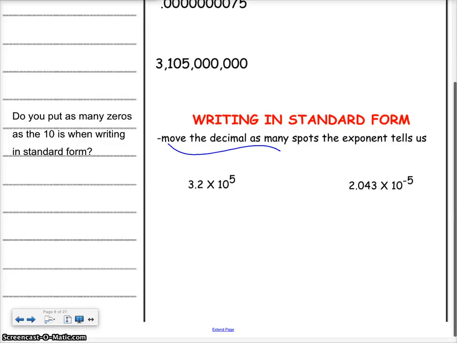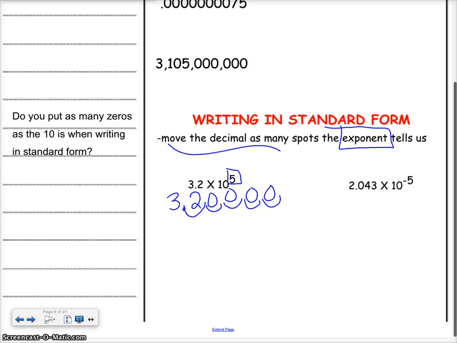What we do is move the decimal as many spots as the exponent tells us to. So this first one, my exponent is 5. It's a positive 5. So does that mean I need to move to the left or the right? Right. So I'm going to go ahead and move it 5 spots to the right. Here's 1 spot, 2 spots, 3 spots, 4 spots, 5 spots. I'm just showing you my hopping, like my decimal hopping over. I had to add placeholder 0 so I could continue hopping.